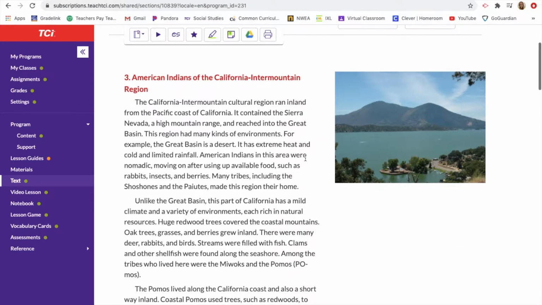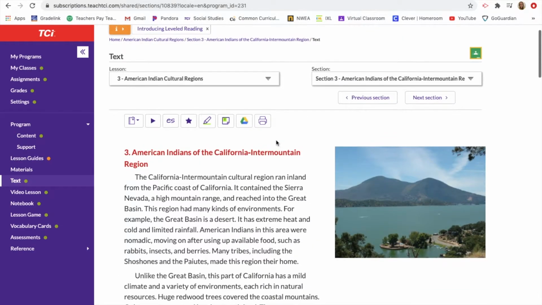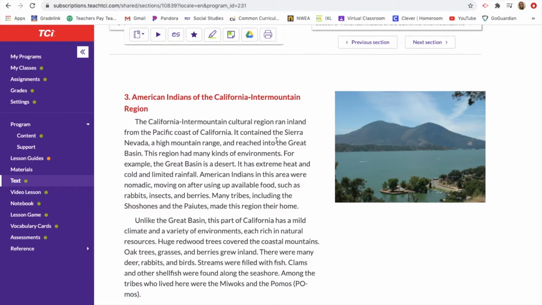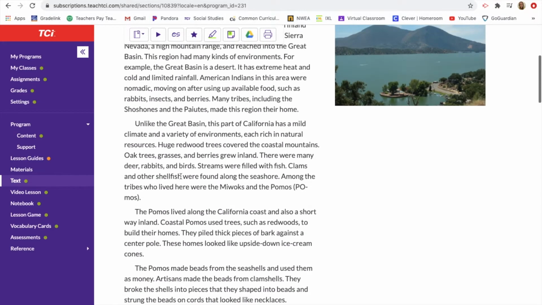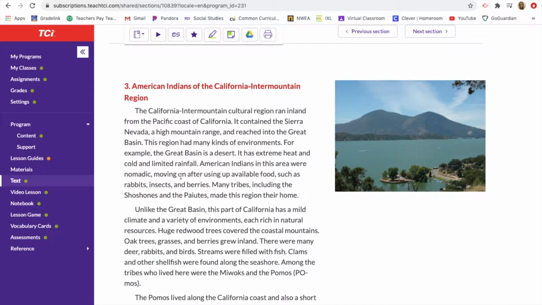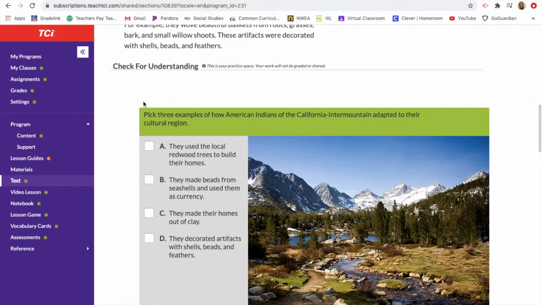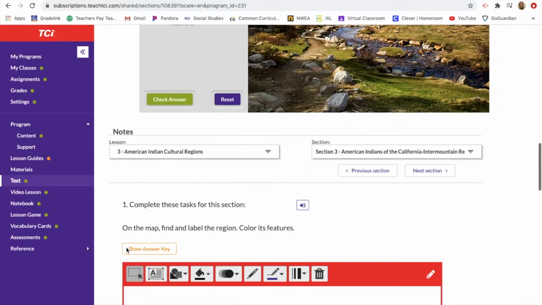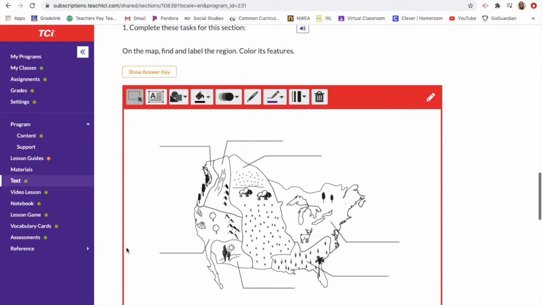All right, our next section is talking about the American Indians of the California Intermountain region. And we know that California right now it's on the West Coast, so that helps us out. So you're going to be reading through here about the American Indians of the California Intermountain region. And then just as you did yesterday, there's going to be a check for understanding. And then you're going to be completing the notes, which will look very similar to yesterday.